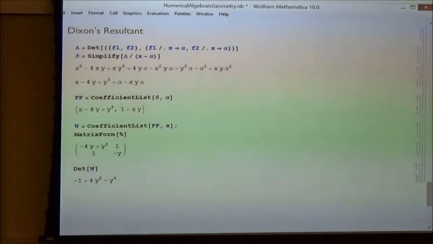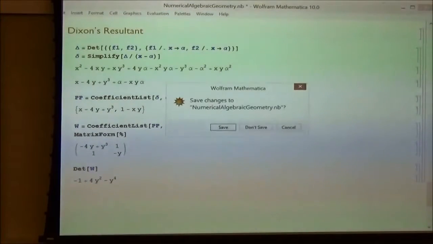You see, usually this Dixon resultant gives you a smaller matrix. Here, for this case, we have 2 by 2. You get the same result, and you can take the determinant, and you can get the solution. Okay. So you can take a look at the note.